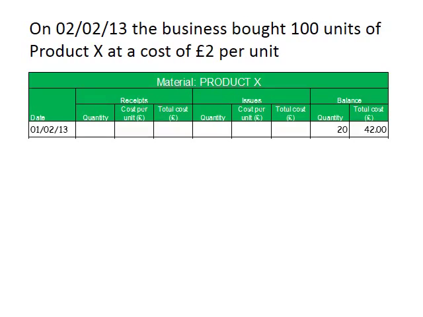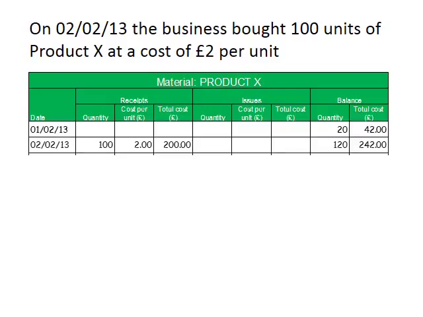We then make a purchase of 100 units on the 2nd of February, each of those units costing £2 per unit. So we're going to record this transaction in the receipts columns, and we'll also update the balance figures. So we record the date, 2nd of February, we record the 100 units purchased, the cost of those 100 units, £2 per unit, and the total cost of £200, which is simply 100 units multiplied by £2 per unit.